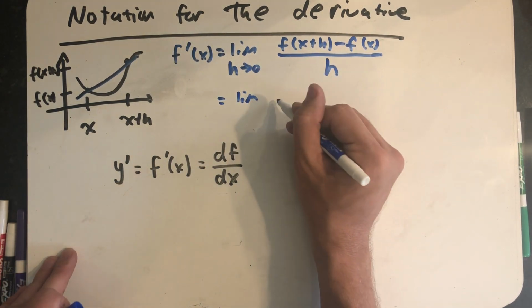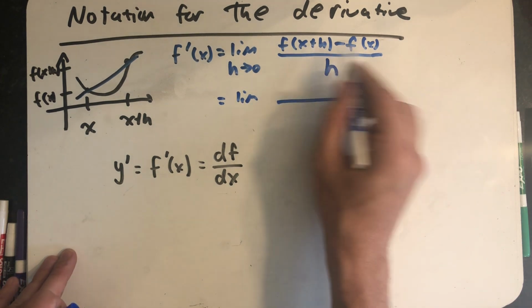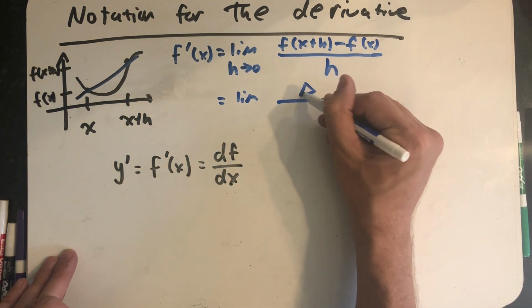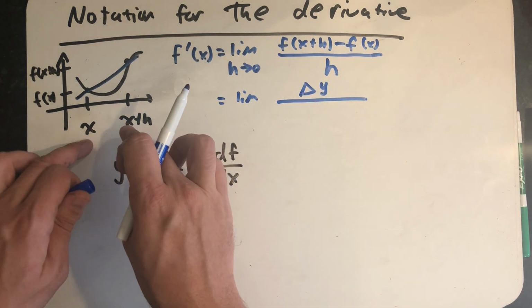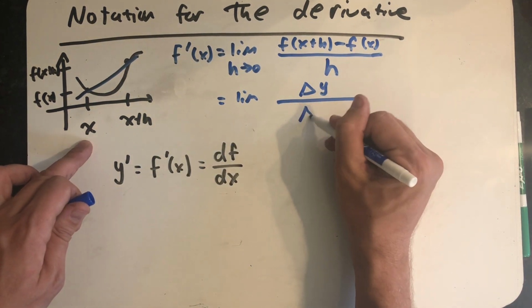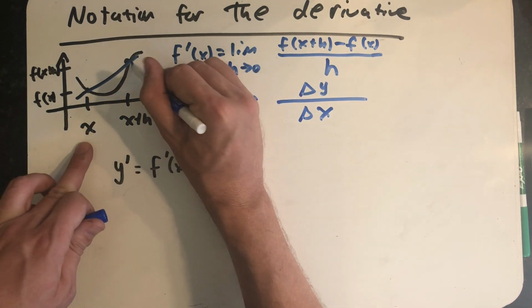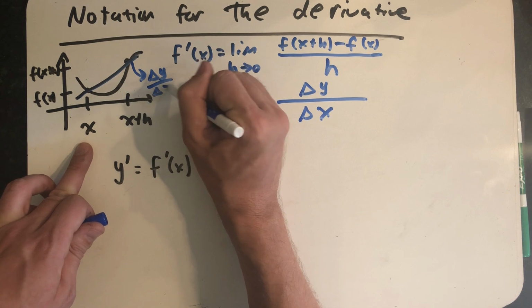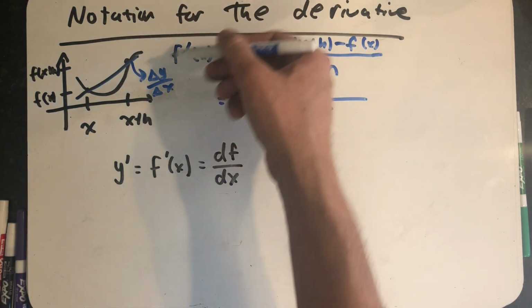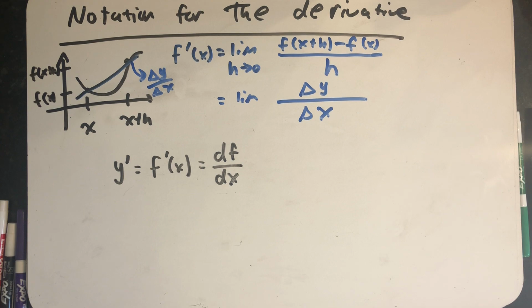So, if I revisit my difference quotient, what I have on top is the difference of two y values. That's the change in y, literally. On the bottom I have the distance between two x's. That's the change in x. After all, we started this conversation by thinking of the slope of a secant line. Slope is always the change in y over the change in x.